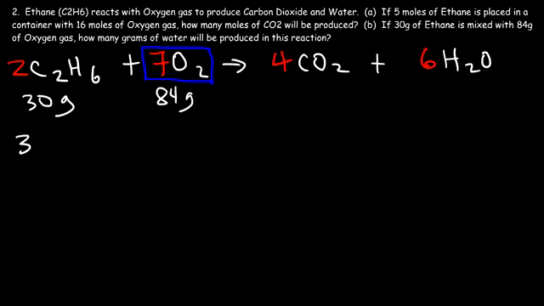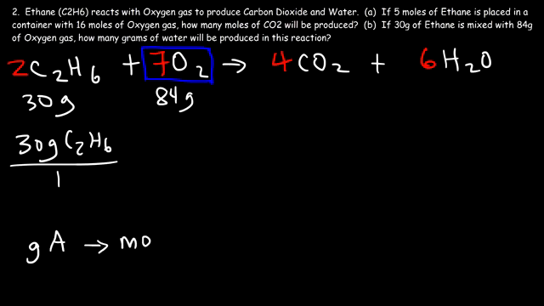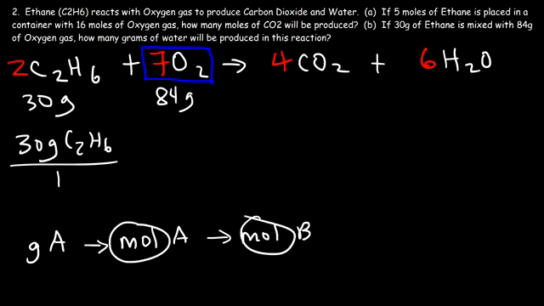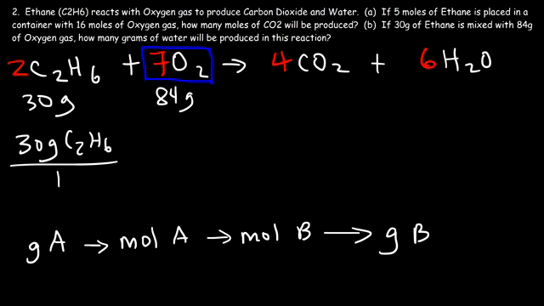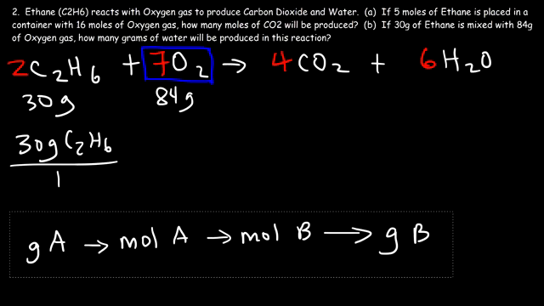Let's start with ethane. Let's convert 30 grams of ethane to grams of water. Keep in mind, to perform a gram-to-gram conversion, it's a 3-step process. First, you need to take the grams of substance A and change it to the moles of substance A, using the molar mass of A. Next, you need to use the molar ratio to convert from substance A to B, while keeping the unit the same. And in the third step, you change the unit from moles to grams. So that's how you can perform a gram-to-gram conversion.